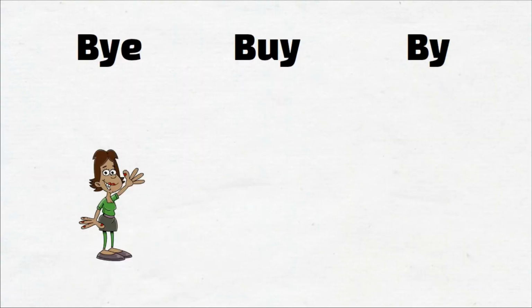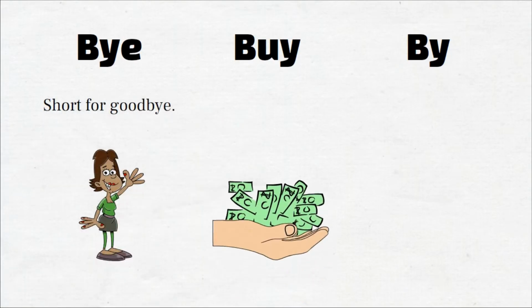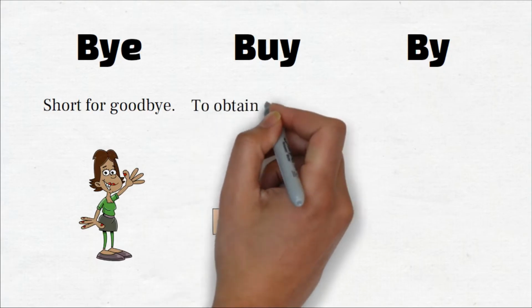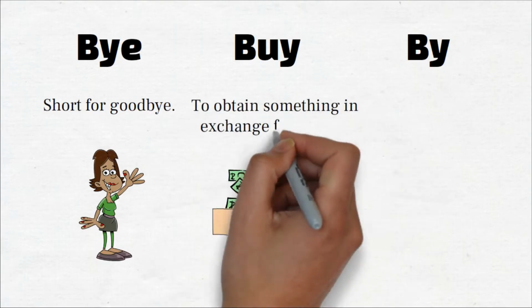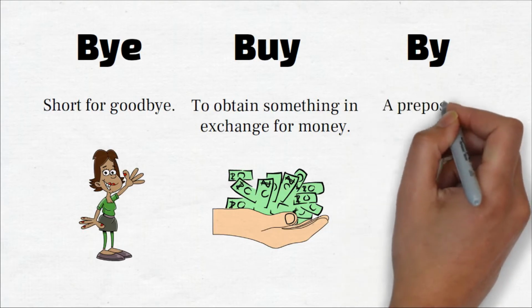Bye. The first is a short for goodbye. The second means to obtain something in exchange for money. The third is a preposition.